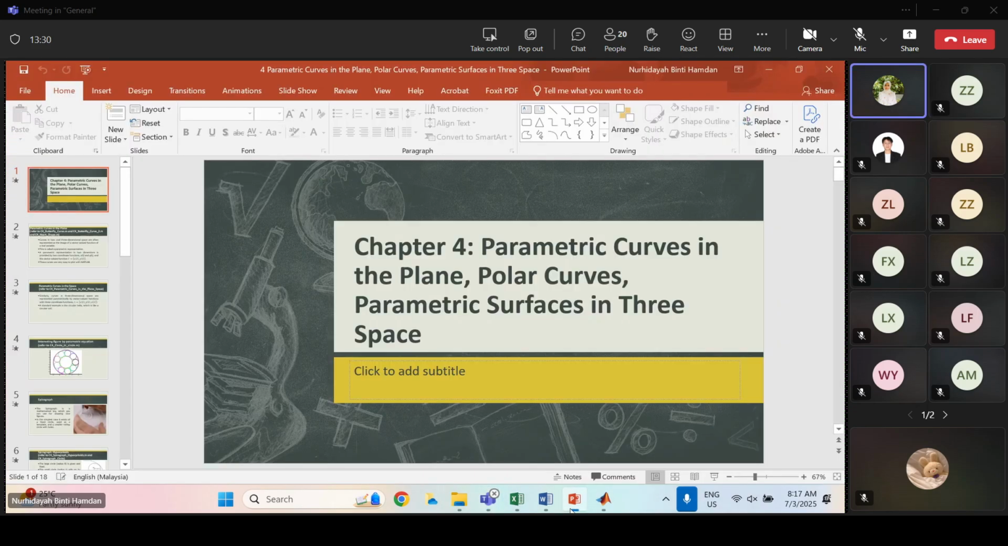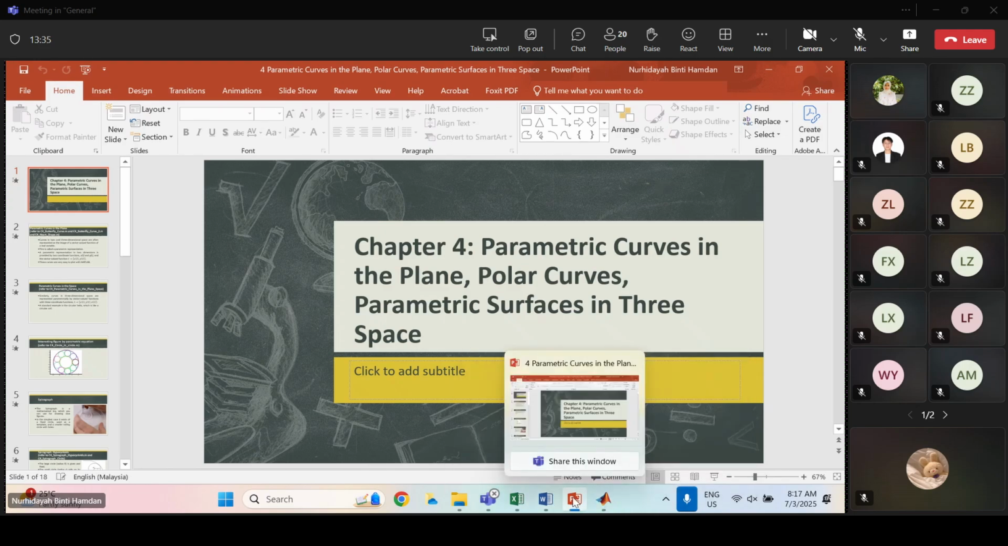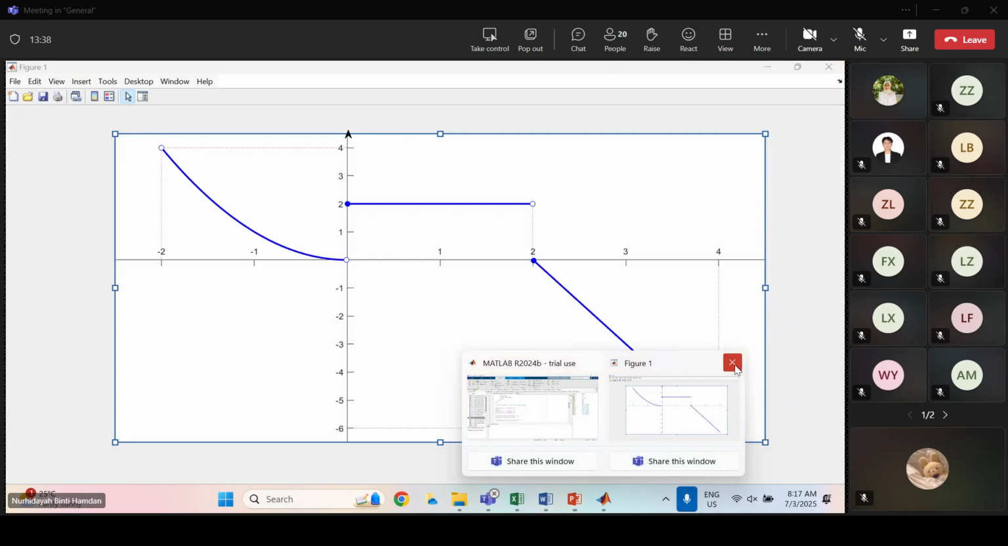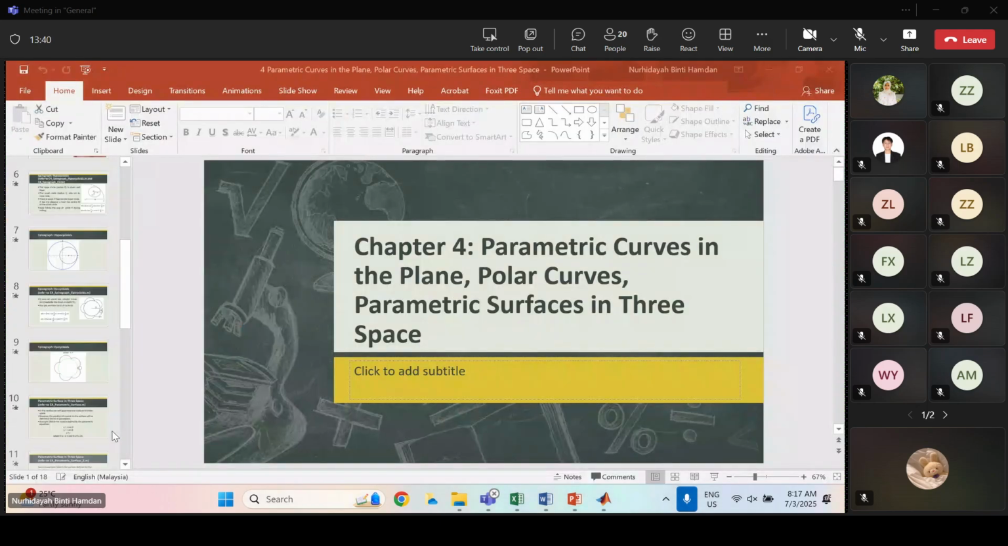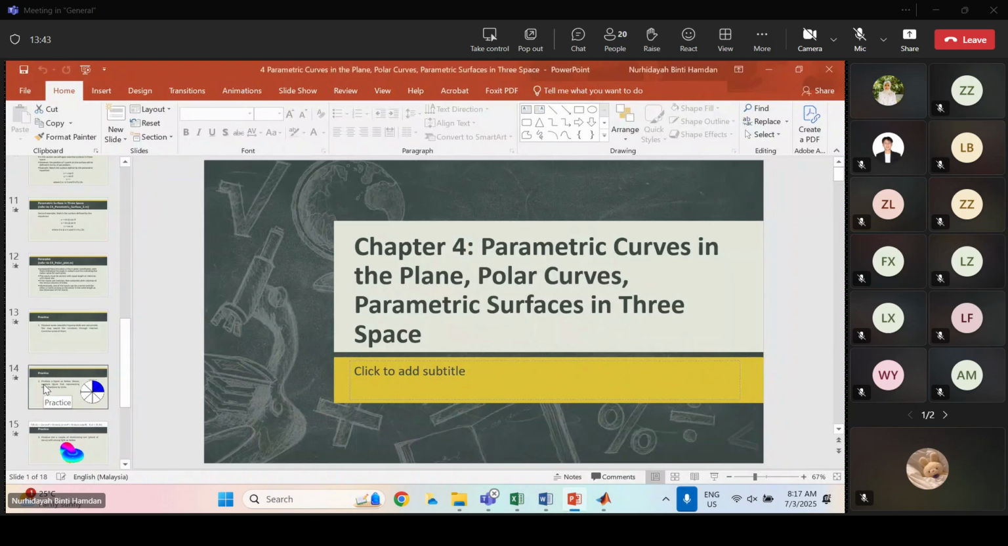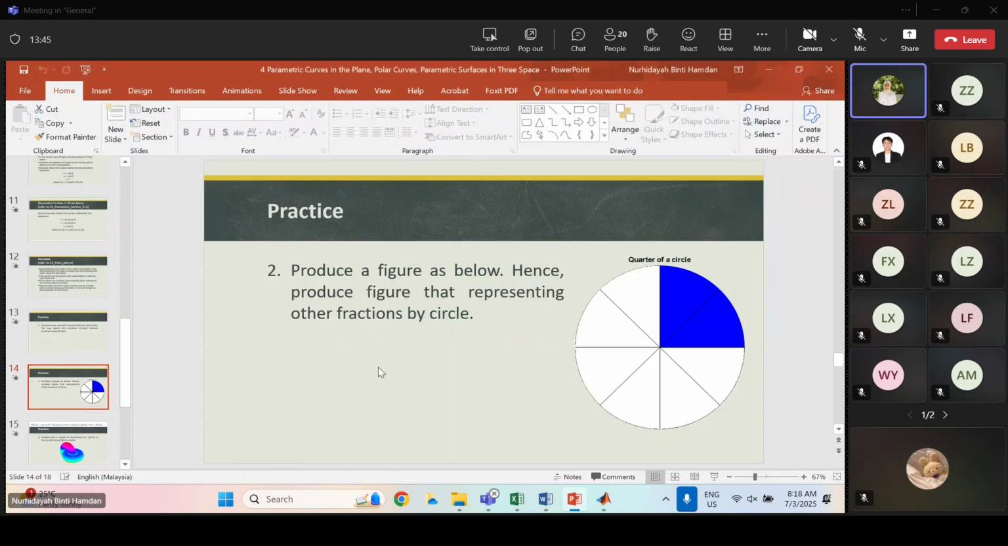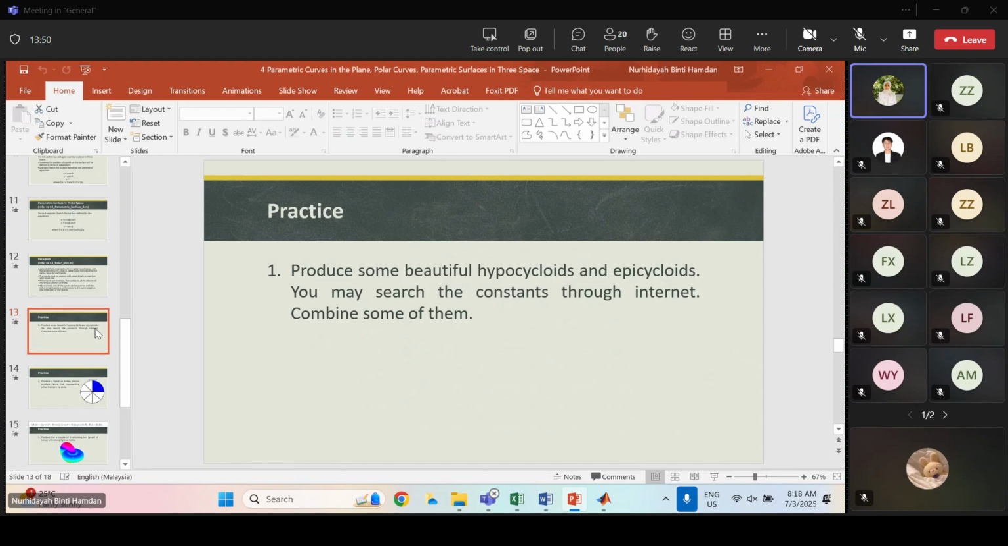So let's do a practice exercise. Produce some beautiful hypocycloids and epicycloids. You may search the constants on the internet, and combine some of them. So we want to create hypocycloids and epicycloids.